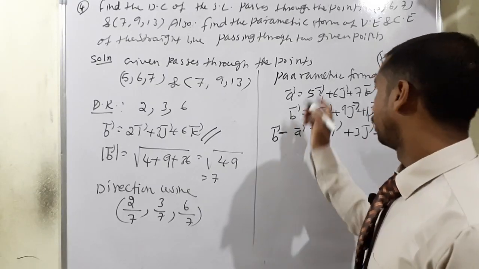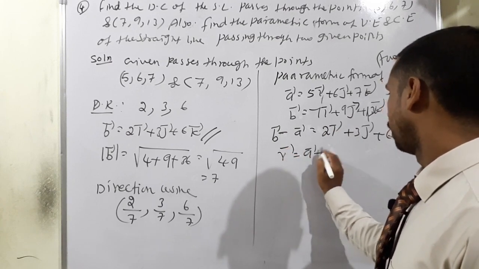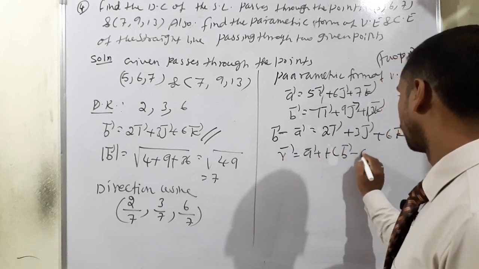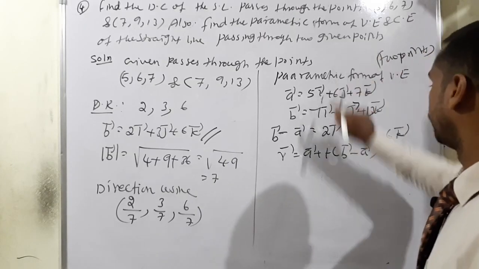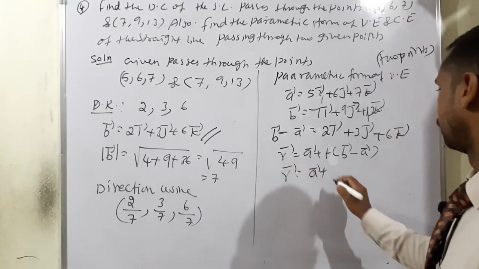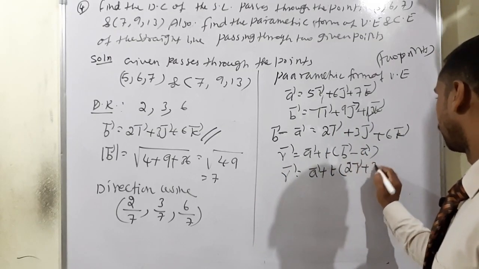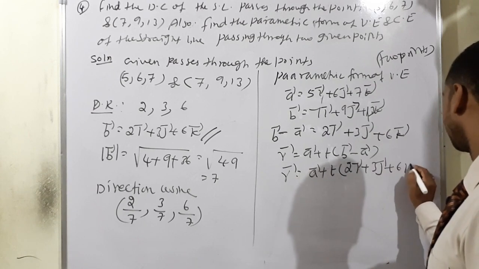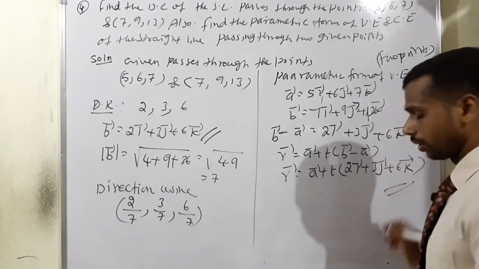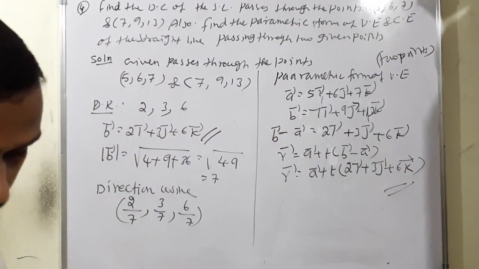Therefore, we already know the vector equation: r vector is equal to a vector plus t times b vector minus a vector, because two points are given. So r vector is equal to a vector plus t times b vector minus a vector, which means 2i vector plus 3j vector plus 6k vector. This is the Cartesian equation. Sorry, this is the vector equation. Okay, I am moving to the Cartesian equation.